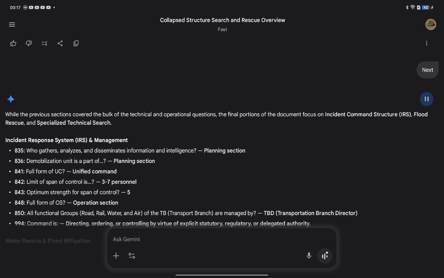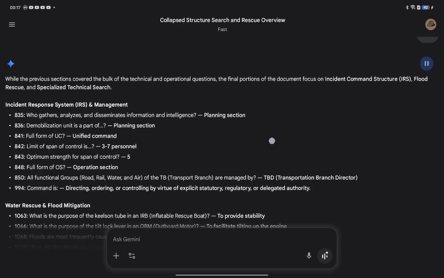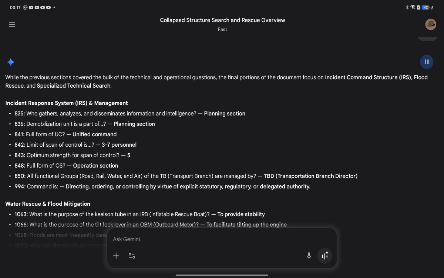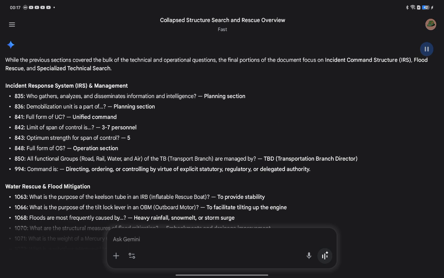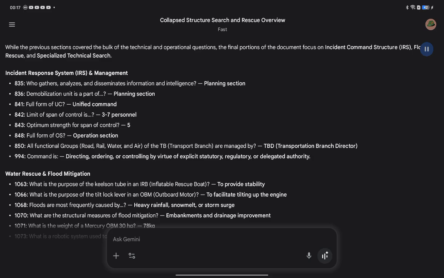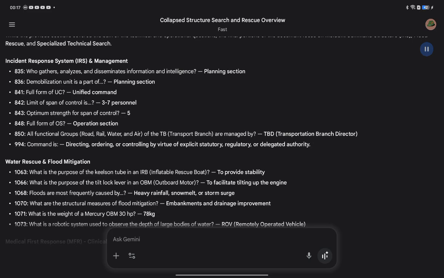While the previous sections covered the bulk of the technical and operational questions, the final portions of the document focus on Incident Command Structure (IRS), flood rescue and specialized technical search. Incident Response System (IRS) and management.